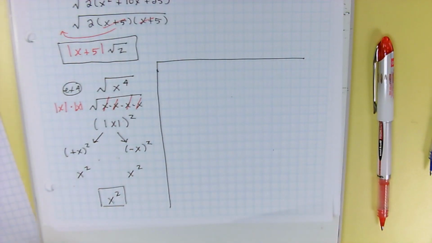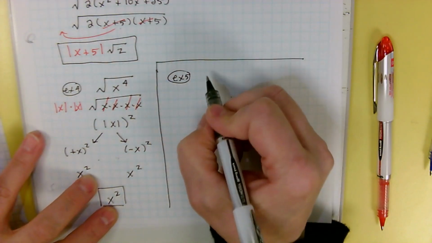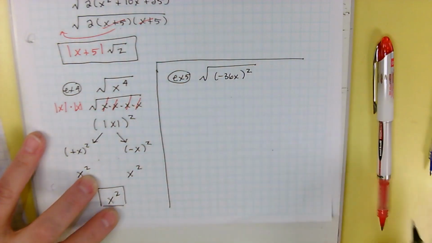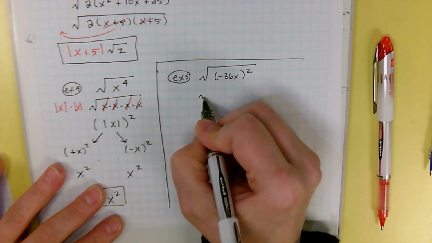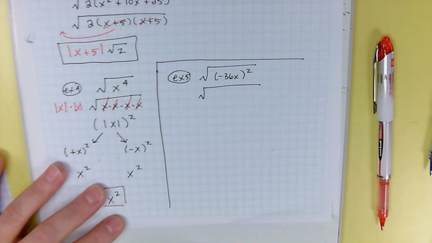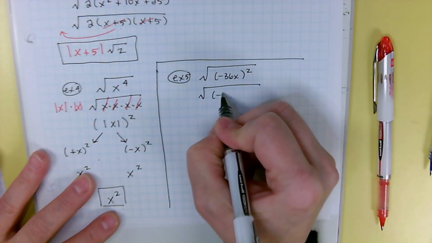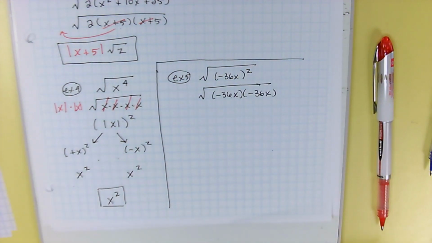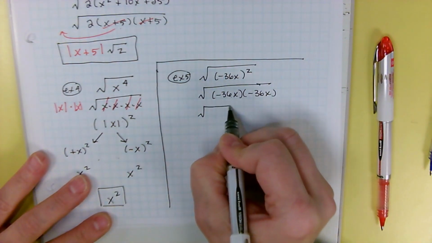All right, last one of these, and then we're going to go to the odd index ones. So this is example 5. We're going to do the square root of negative 36x quantity squared. Okay, so we're going to prime factor this, but if it's a square, before you hit the primes, just write it out. I have negative 36x times negative 36x. So get rid of the square. And then now you can prime factor.